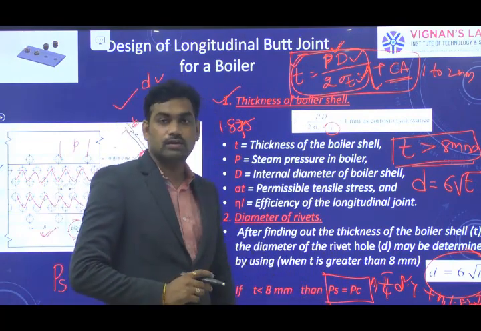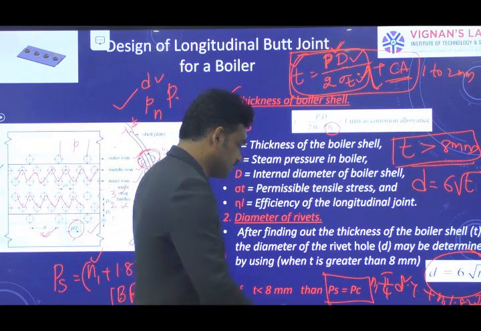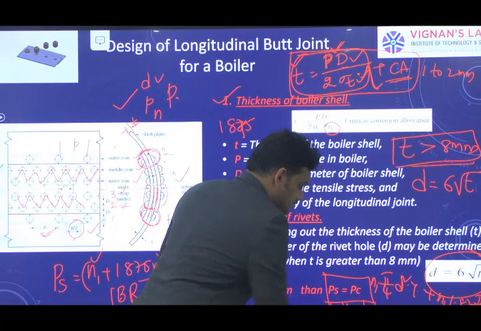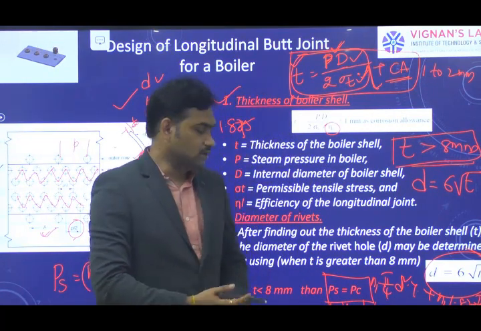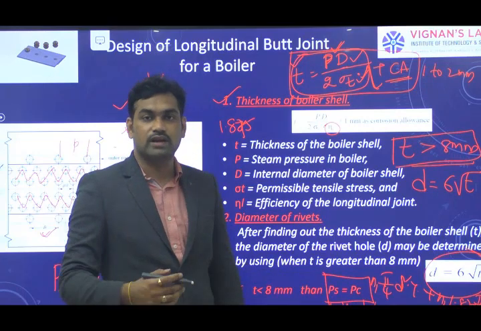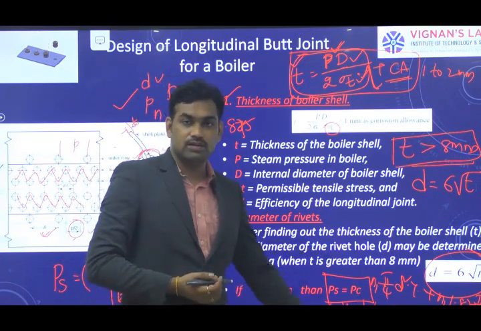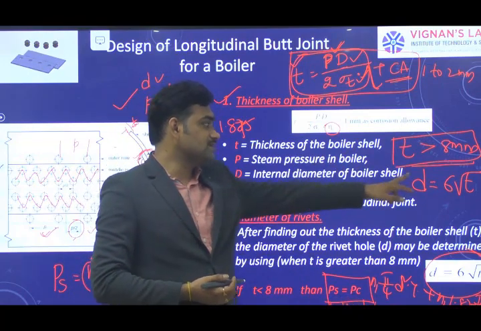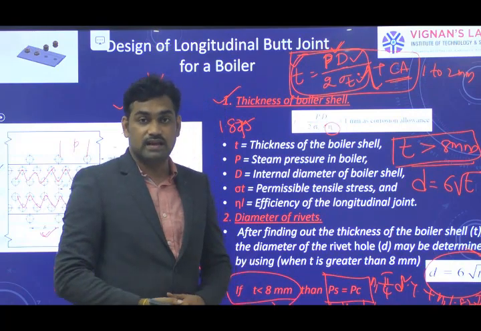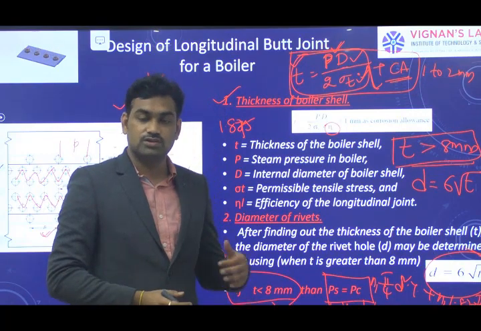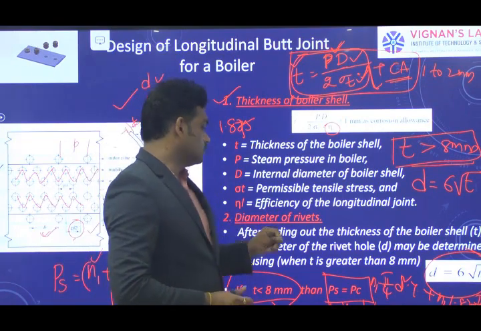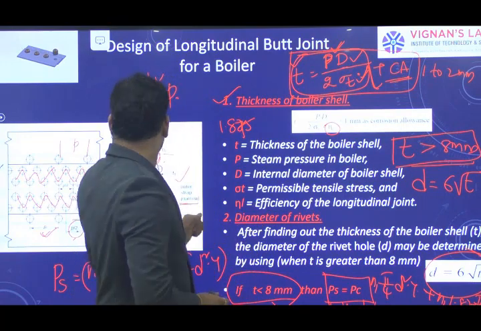That can be equated to the crushing strength of rivets. We know that crushing strength can be written as N into d into t into σc. Here all the rivets are subjected to the same crushing, so you can take the total number of rivets. By equating these two equations, we can find the diameter of the rivets when the thickness is less than 8 mm. Whenever the thickness is less than 8 mm, in no case should the diameter be less than the thickness, that is d equal to t. You should remember that.